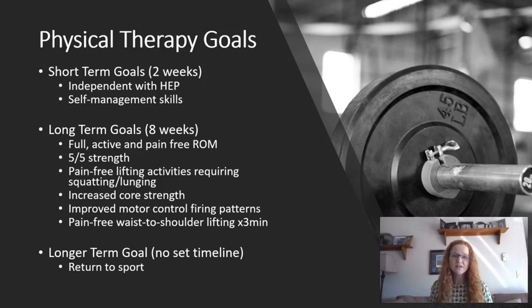Physical therapy goals were pretty standard. Independence with HEP, increasing her knowledge of self-management skills so that she'd be able to address any recurrence of symptoms in the future. Full range of motion, full hip and lower extremity strength, being able to do lifting activities that required squatting and lunging. That's kind of sport-specific for her. Increasing her core strength, improving motor control firing patterns, which would promote better stabilization of her lumbar spine with functional activity. This clinic, I really liked how they did very specific and measurable goals.